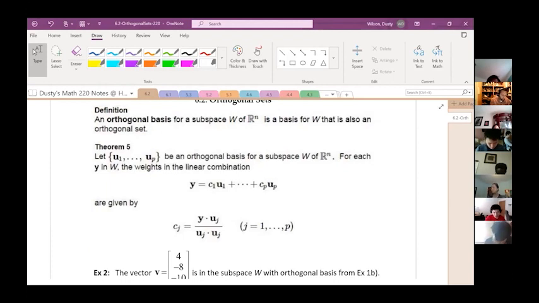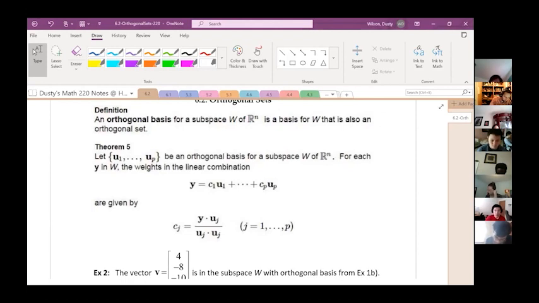So theorem 5: let U1 to UP be an orthogonal basis for a subspace W of Rn. For each y in W, the weights in the linear combination y equal to C1 U1 plus ... plus CP UP are given by Cj equal to y dot uj over uj dot uj for all the j's.